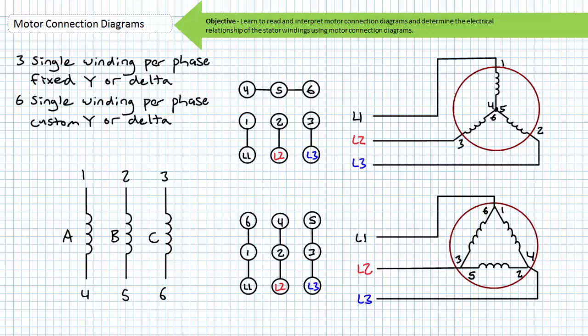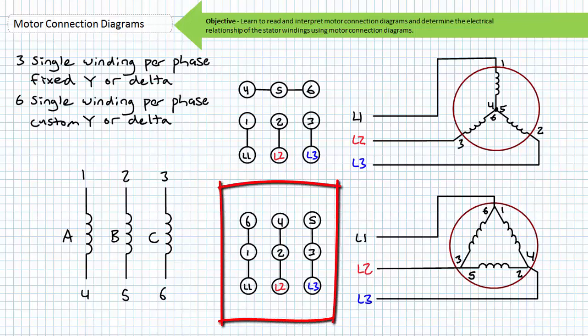Given both ends of all 3 windings are now accessible for this 6-lead delta configured motor, a technician could directly measure current through each individual winding without resorting to any mathematical trickery, though I will admit this still isn't easy by any means. A motor connection diagram used for a 6-lead delta configured motor might look like this.